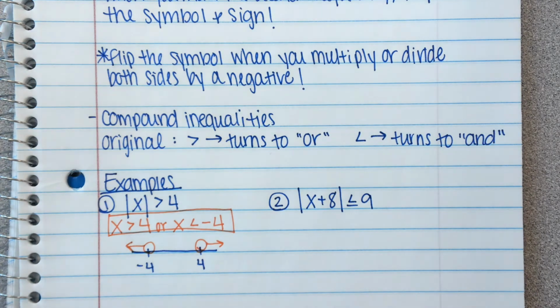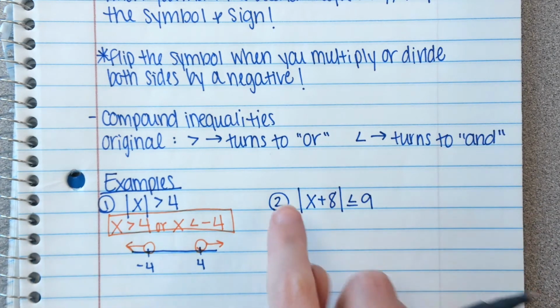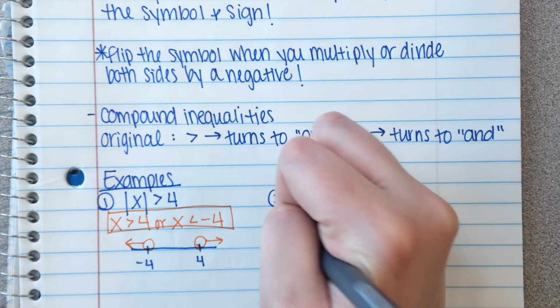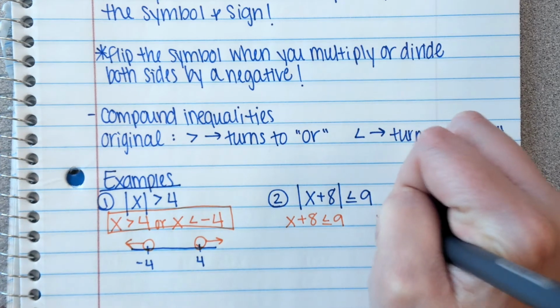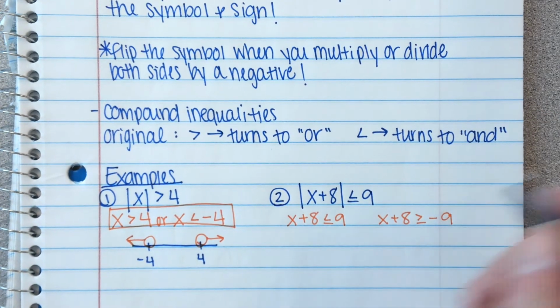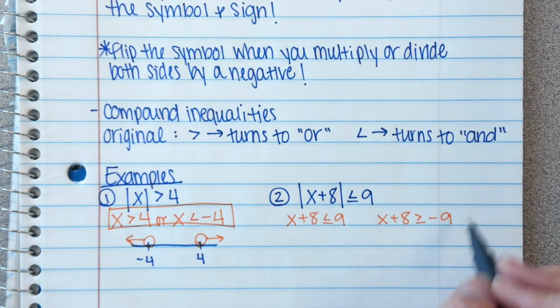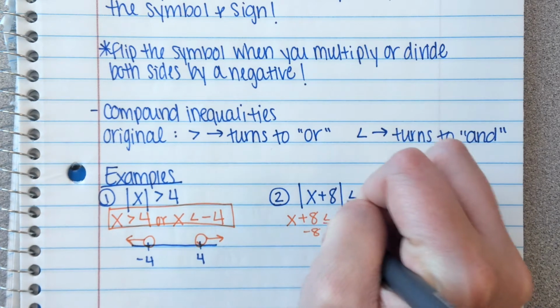Okay, number 2 has just a little bit more. There are no operations on the outside, so we're going to go straight to 2 inequalities. So x plus 8 is less than or equal to 9, and x plus 8 is greater than or equal to negative 9. Okay, so solve each of those. They're both one-step inequalities. You guys should be able to do that pretty easily.